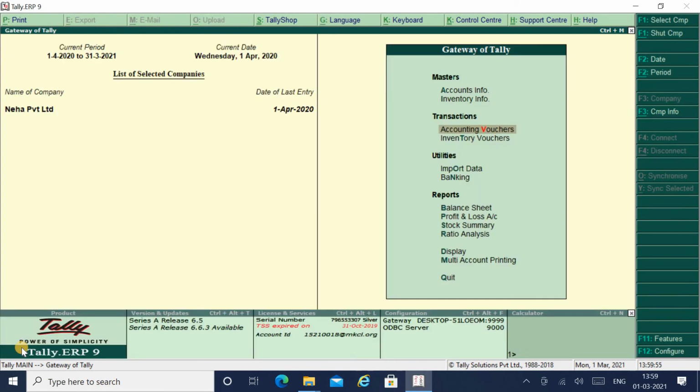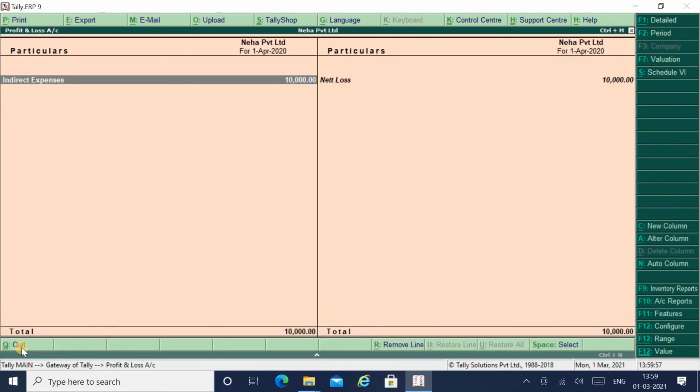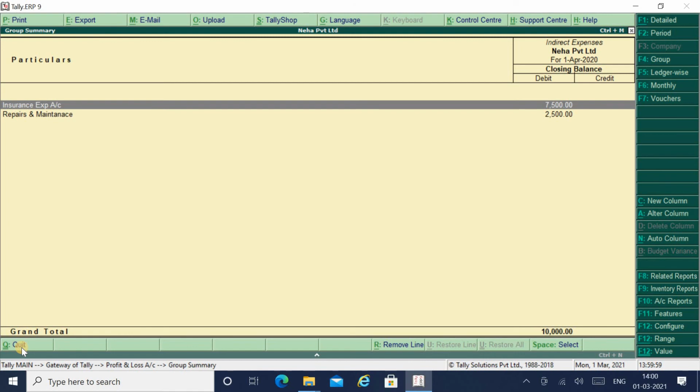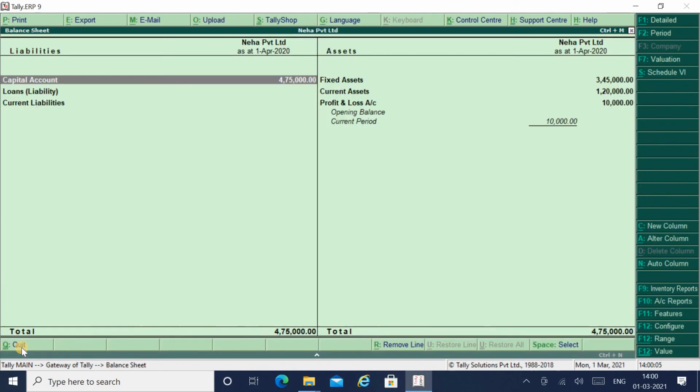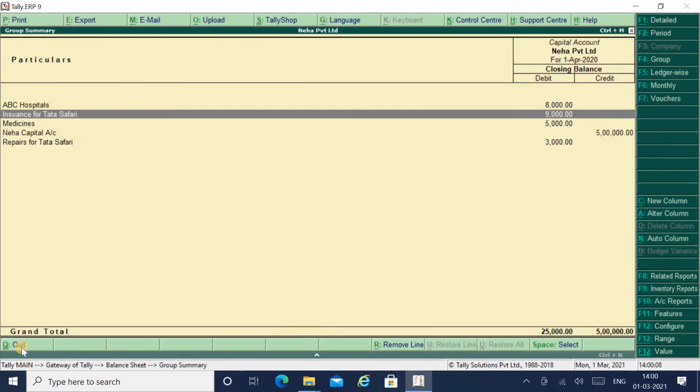Okay, now let's go to profit and loss account. Okay, under indirect expenses you would be able to see insurance expense account. Okay, so this insurance is nothing but your Tata Tiago insurance. Okay, and under balance sheet in capital account you would be able to see insurance for Tata Safari. Okay, so it's 9,000 rupees.